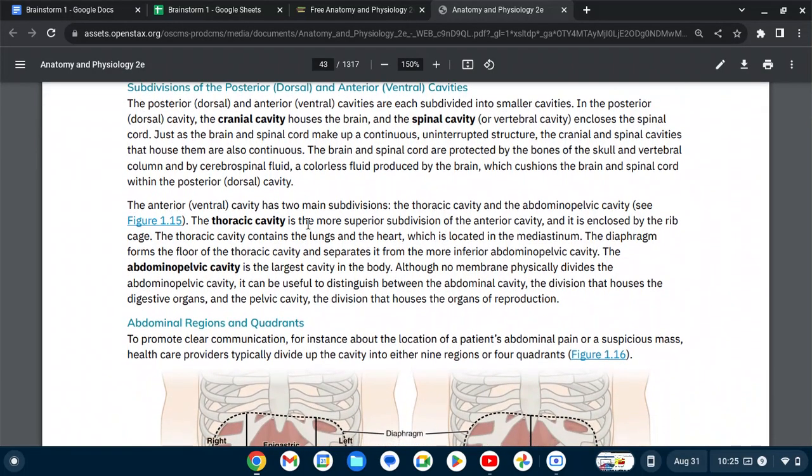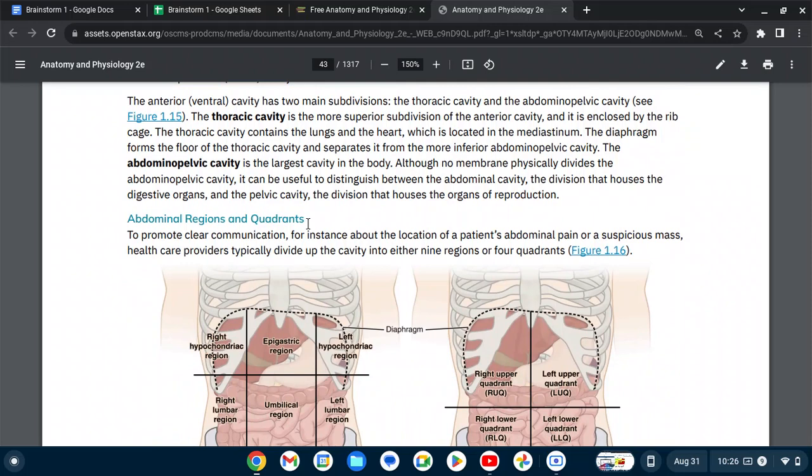Subdivisions of the posterior and anterior cavities. The posterior and anterior cavities are each subdivided into smaller cavities. In the posterior cavity, the cranial cavity houses the brain, and the spinal cavity encloses the spinal cord. Just as the brain and the spinal cord make up a continuous, uninterrupted structure, the cranial and spinal cavities that house them are also continuous. The brain and spinal cord are protected by the bones of the skull and vertebral column and by the cerebrospinal fluid, a colorless fluid produced by the brain, which cushions the brain and spinal cord within the posterior cavity.